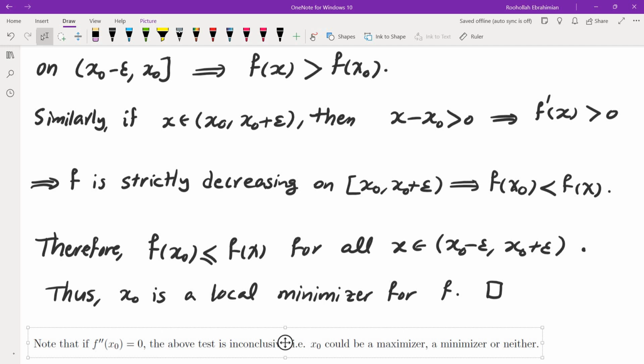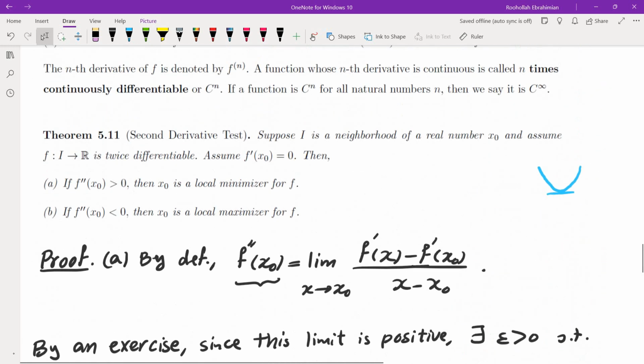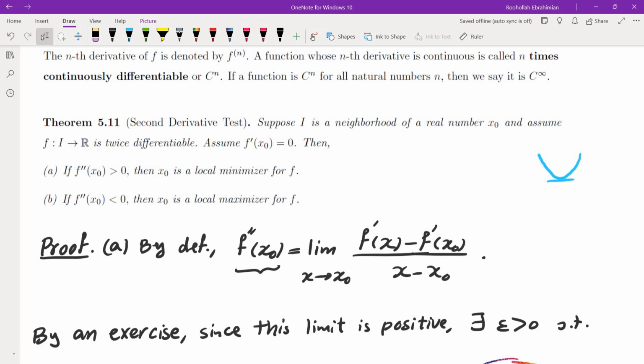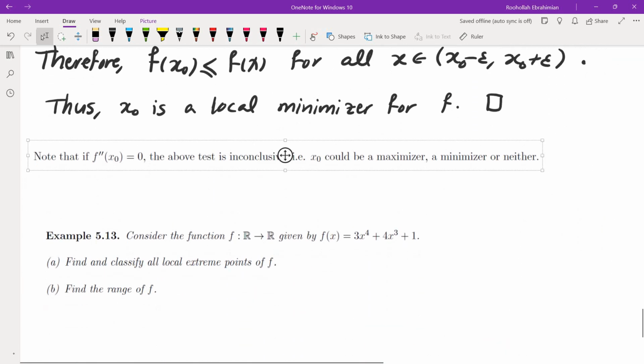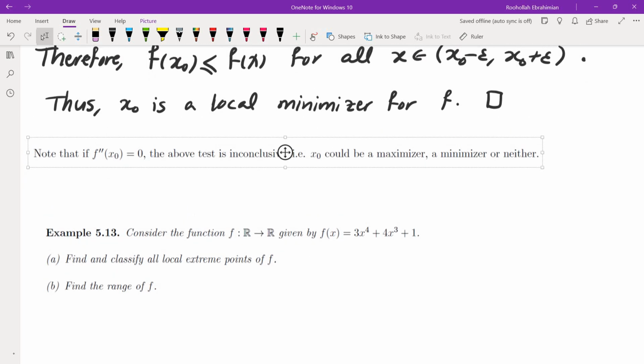Okay, so going back, if the second derivative is positive for a critical point, for a point whose derivative is 0, then it would be a local minimizer. And if the second derivative is negative, then it would be a local maximizer. Note that if the second derivative is 0, the above test is inconclusive. In other words, x0 could be a local maximizer, minimizer, or neither.